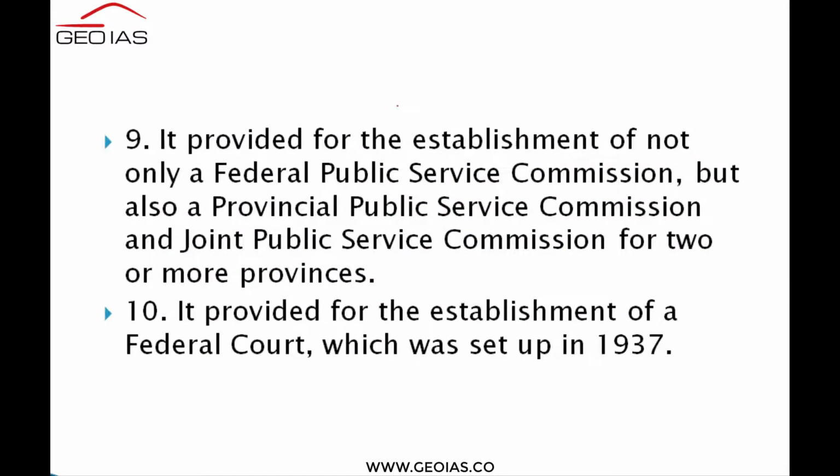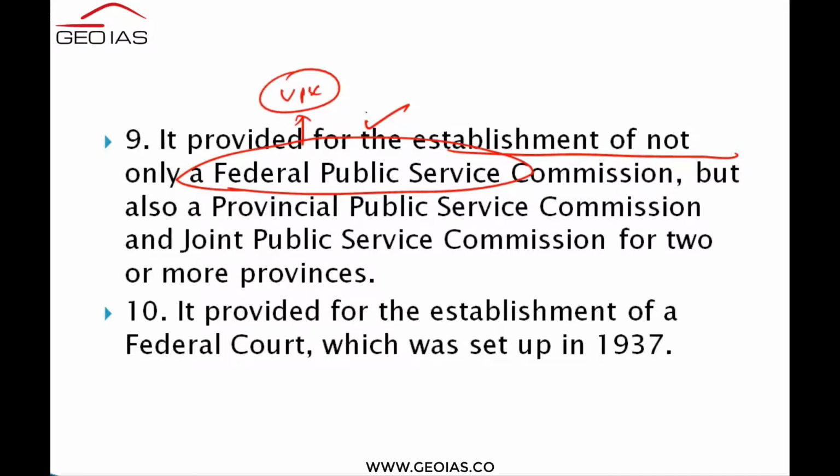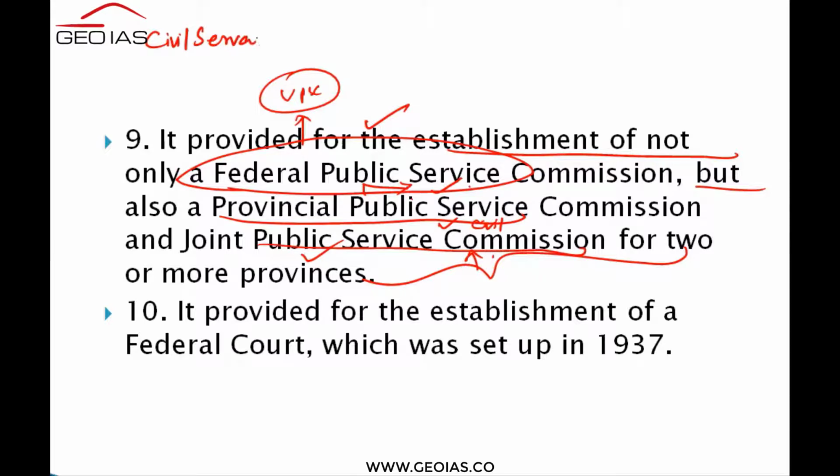And it also provided for the establishment of not only the Federal Public Service Commission (federal means Union Public Service Commission, later it was renamed as), but also provincial-level and state-level public services were established, and a joint public service commission. It is meant for 2 or more provinces, 2 or more states, to choose civil servants through exams. So total civil servants are recruited through 3 service commissions. One is the Federal Public Service Commission, one is the Provincial Public Service Commission, and the third one is the Joint Public Service Commission.